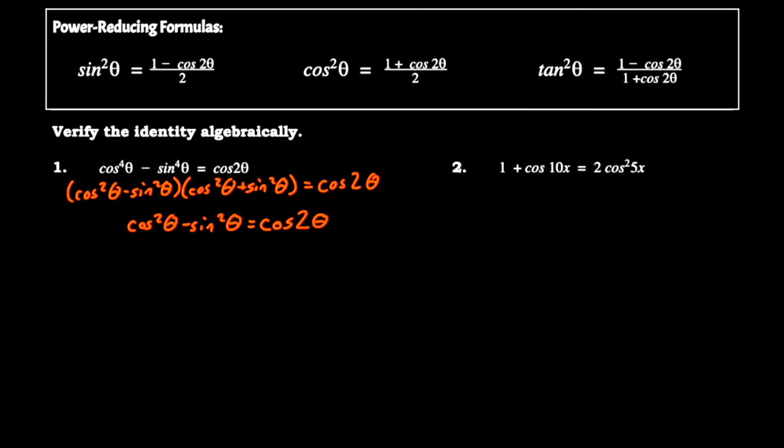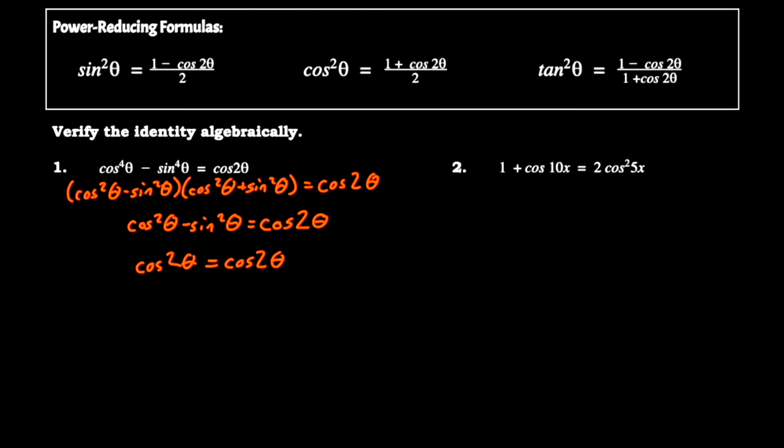Now we're not technically done yet. I know it kind of feels like we are because this is one of our identities. You can see it on your identity sheet that this is true. But in order to completely prove something, you do need your last statement to be something equals itself. So my last step is just going to be to say that cosine squared minus sine squared equals cosine of 2 theta. So then we have cosine of 2 theta equals cosine of 2 theta.